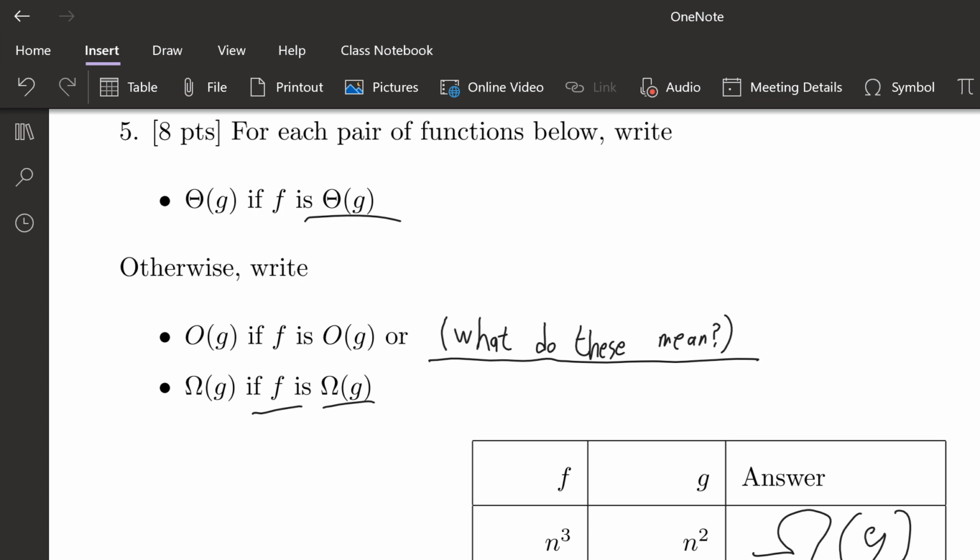Okay, 5 to the n and 5 to the 2n. This is where exponent rules come in handy. I'm not hearing anything. Theta? Because it should be 5 to the n and 25 to the n, right?